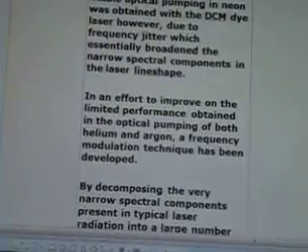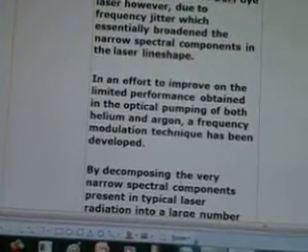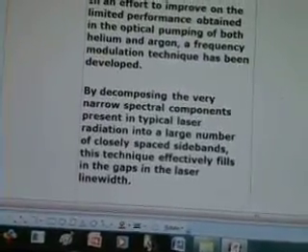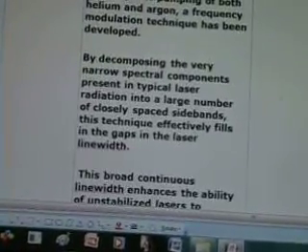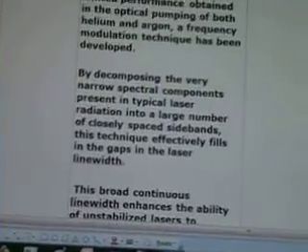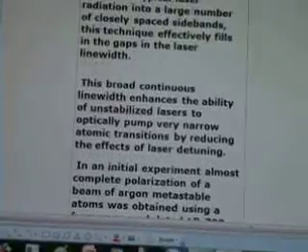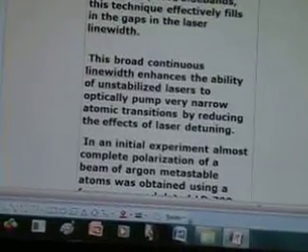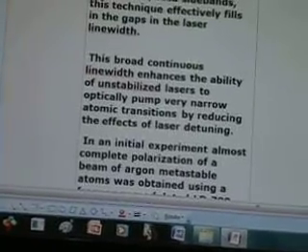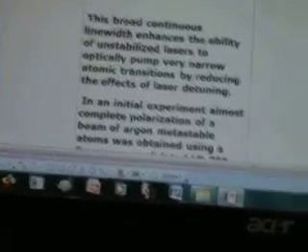In an effort to improve on the limited performance obtained in the optical pumping of both helium and argon, a frequency modulation technique has been developed. By decomposing the very narrow spectral components present in typical laser radiation into a large number of closely spaced sidebands, this technique effectively fills in the gaps in the laser line width. This broad, continuous line width enhances the ability of unstabilized lasers to optically pump very narrow atomic transitions by reducing the effects of laser detuning.